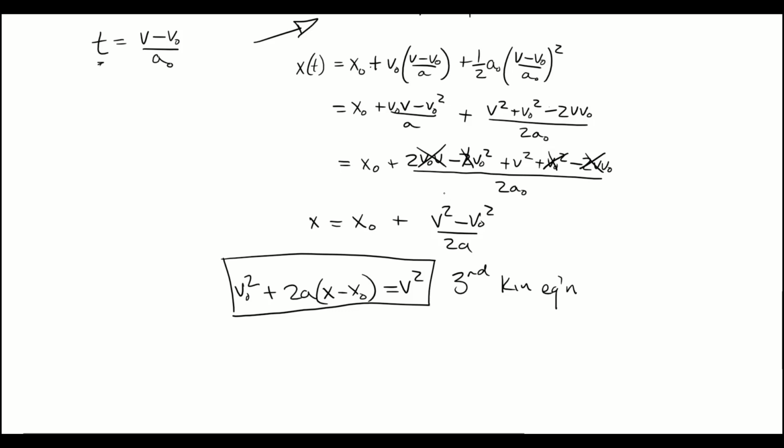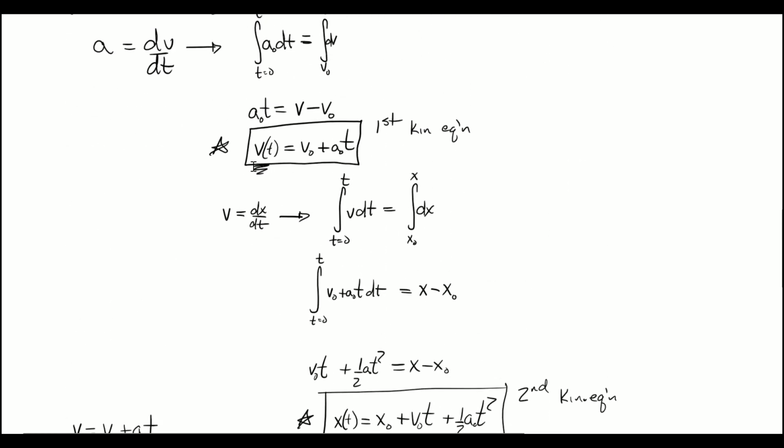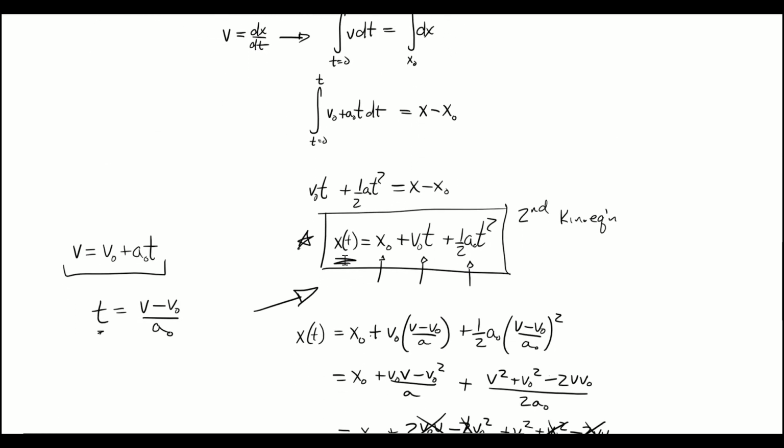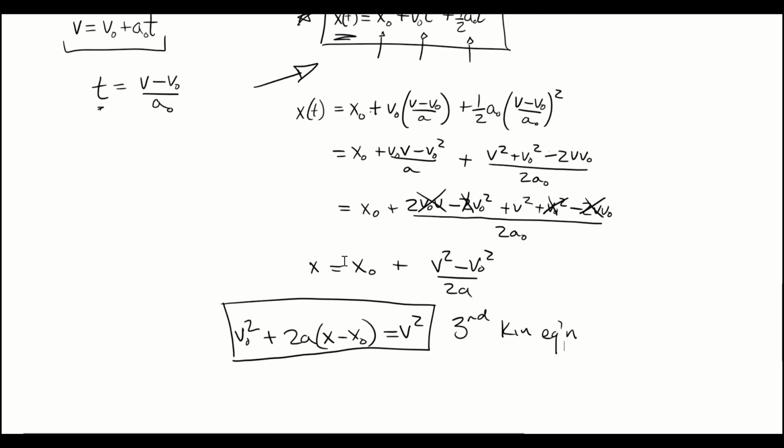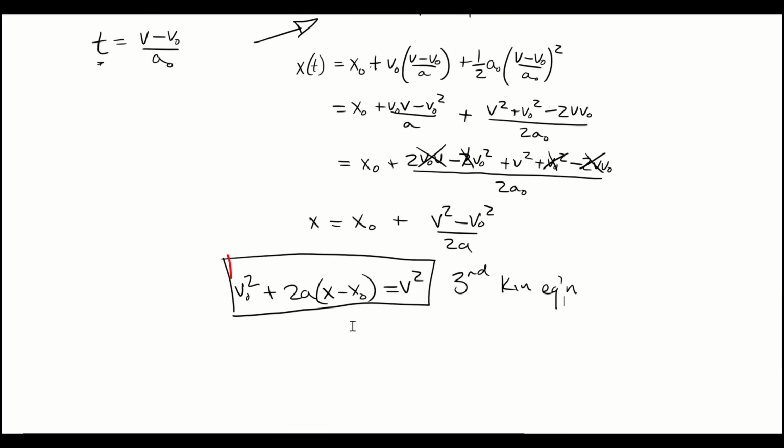So that's one way to derive these three equations. We start with constant acceleration, integrate it, and we get our velocity as a function of time. Integrate that, and we get our position as a function of time. Then we can take those two equations and remove the variable t from them, and we get our third kinematic equation. Now, this all makes sense graphically as well.